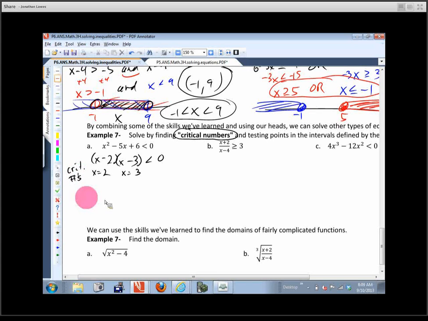So here's what we do. We draw a number line, and we put our critical numbers on there, 2 and 3. And then we pick test points in each one of the little intervals that the line is broken up into. So we're going to pick a test point here, we're going to pick a test point here, and we're going to pick a test point here. Okay?